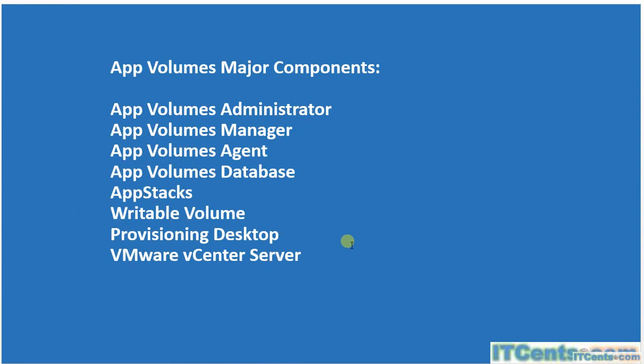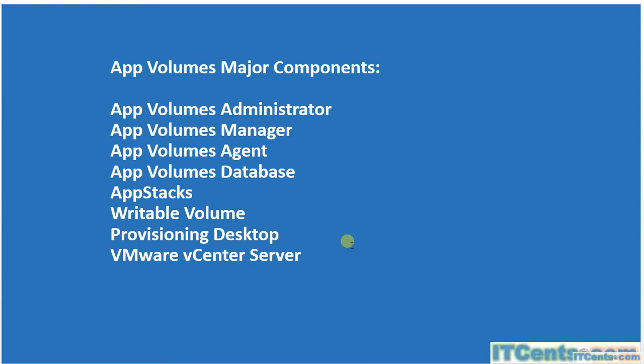These are the major components of App Volumes. The App Volumes Administrator is someone who can manage and configure App Volumes. App Volumes Manager has two software components. App Volumes Manager is a console that you connect to and configure App Volumes with. It's a GUI-based console. And the App Volumes Agent is software that you install in your golden image, which has only a plain vanilla Windows installation, as well as on a target virtual machine.